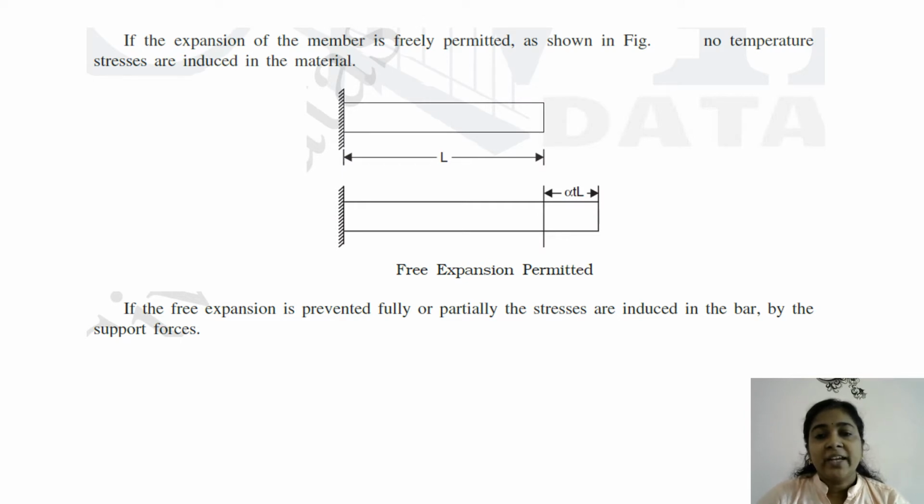Then if the free expansion is permitted, there will be no resistance against the changes and hence no stresses will be developed. You know, stresses are developed only when there is a resistance against the deformation. Then that free expansion will be alpha T into L. Alpha is the coefficient of thermal expansion, T is the change in temperature, and L is the original length of the member. But if the free expansion is prevented fully or partially, then stresses will be induced inside the bar, and these stresses are known as the temperature stresses.